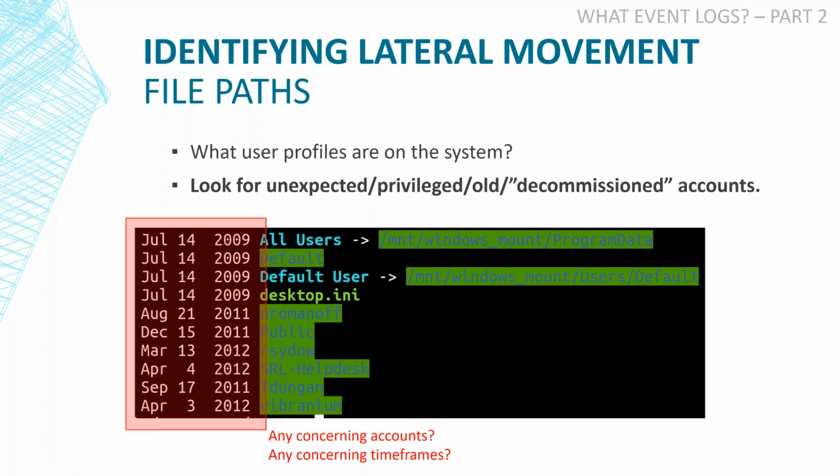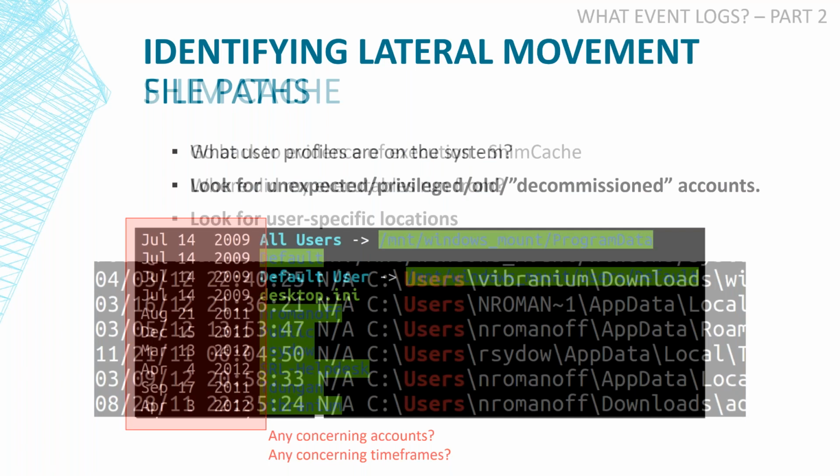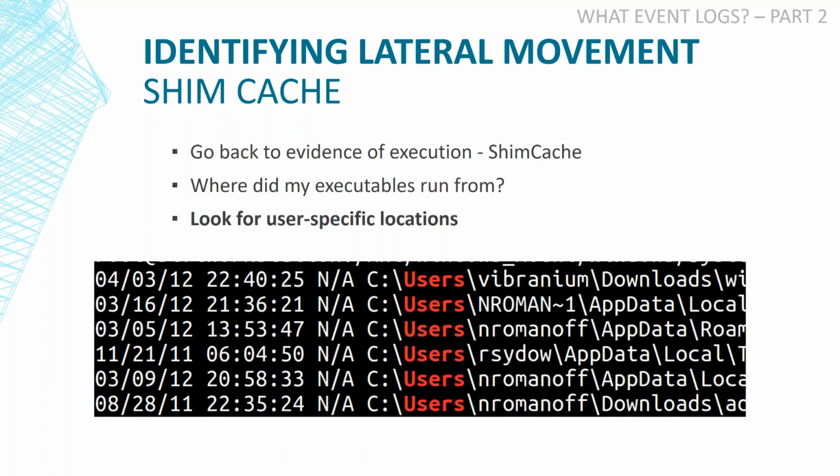Okay, no problem. I'm going to go back to my evidence of execution. I'm going to go back to my shimcache first. I know that there are some situations where an executable may run from inside of a user folder. There are situations such as when I download something from the internet and I don't save it to disk and then run it from a location. I just click run in the browser. Or if I've got a suspicious executable that launches itself and hides inside of a temp folder or something like that.